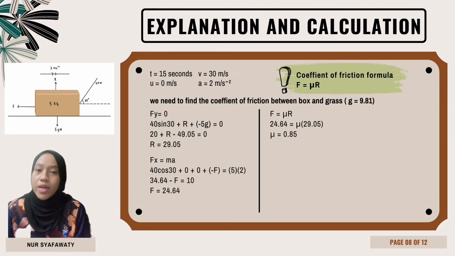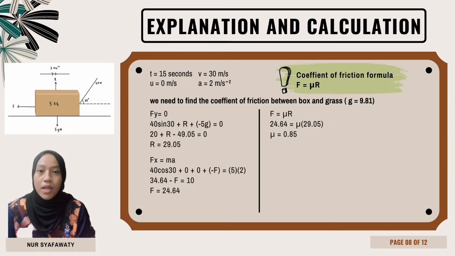We look at the diagram above and take the values on the y axis only, so we get 40 sin 30 plus R minus 5g equals 0. G is gravity, which is 9.81. We solve it and we get R is 29.05. After we get R, now we need to find F, so we use Fx equals ma.